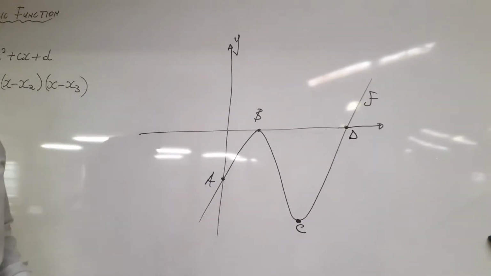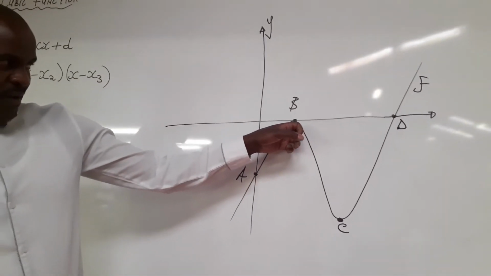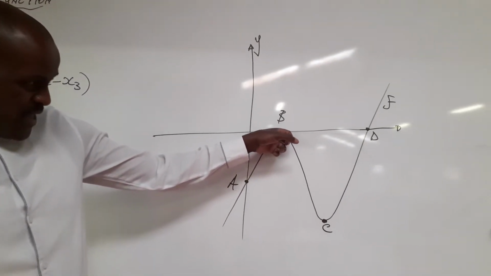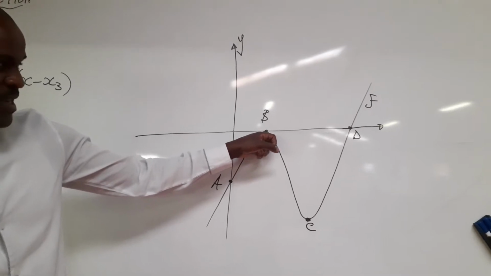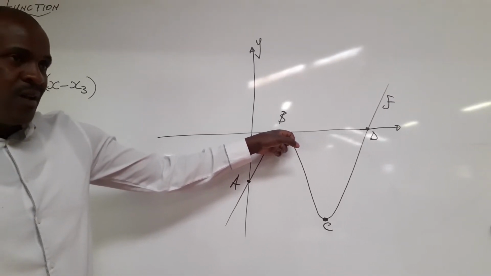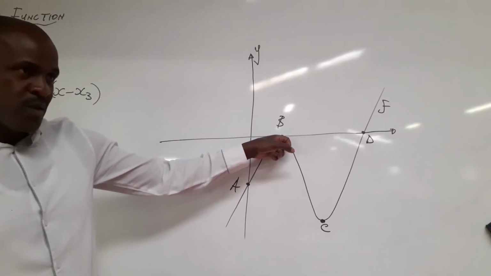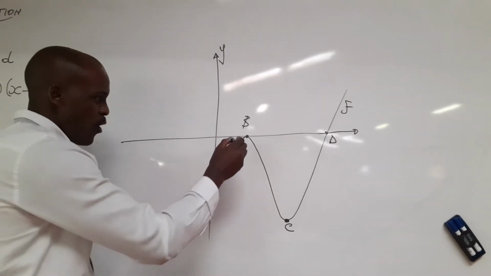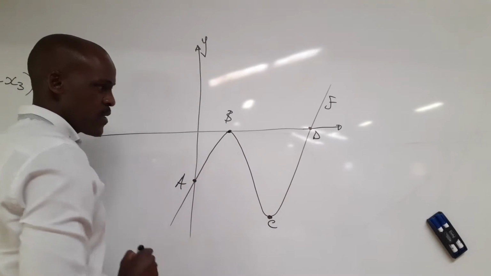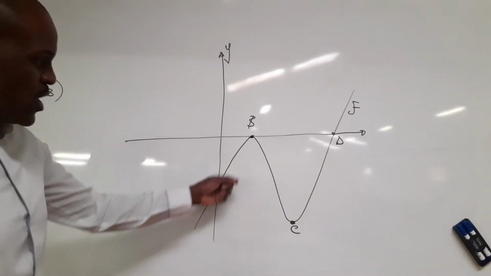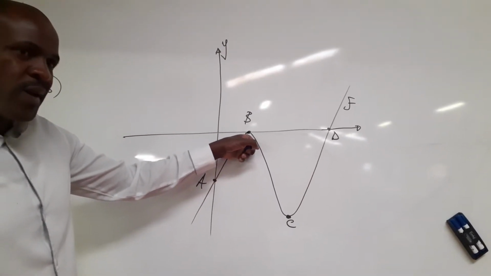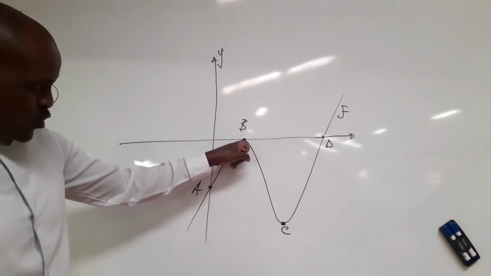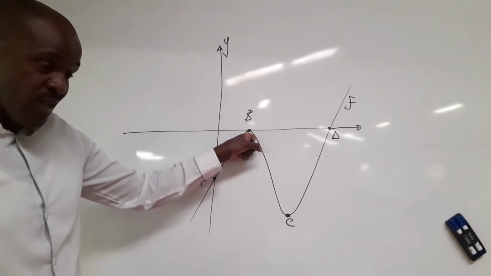Right. When you look here, we've got the x-intercept there. The same x-intercept is a turning point. So in that situation, that will mean at point B, you will have two equal roots. If you are to find the x-intercept, you will get two equal roots there.